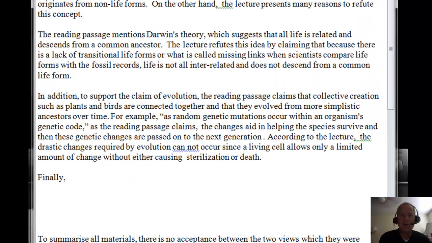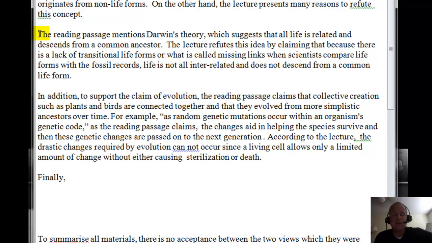So let's look at what we have so far. In this set of materials, the reading passage discusses Darwin's theory of evolution, or how life originates from non-life forms. On the other hand, the lecture presents many reasons to refute this concept. The reading passage mentions Darwin's theory, which suggests that all life is related and descends from a common ancestor. The lecture refutes this idea by claiming that because there is a lack of transitional life forms, or what is called missing links, when scientists compare life forms with the fossil records, life is not all interrelated and does not descend from a common life form.